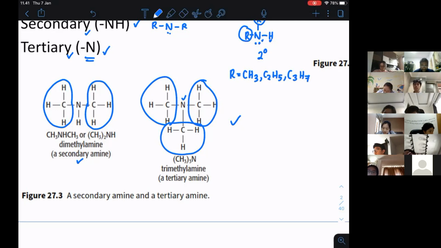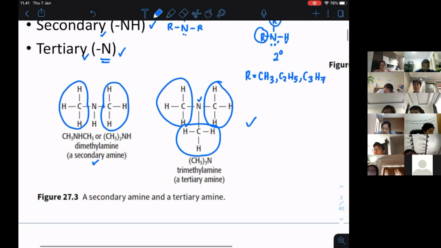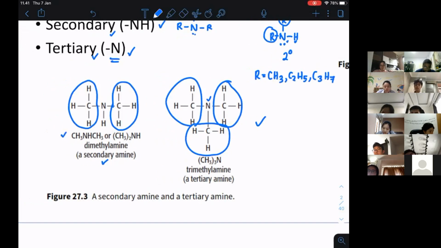How do they name? I think by now you should know how to write this formula. You see CH3 and then NHCH3. This is what we call the structural formula. Or you can write it down as CH3, there are 2 groups, so they write down CH3 bracket 2, and then there is NH. They write it down like this. This is also going to be a structural formula.